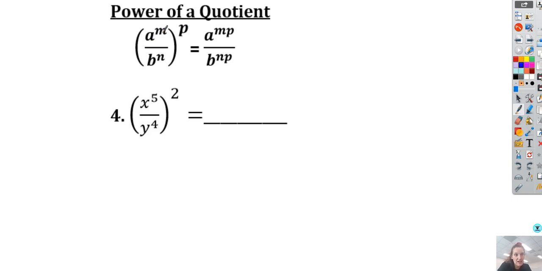So a to the m over b to the n, all of that raised to the p power, is a to the m times p. You multiply m with p, over b to the n times p. So multiply the n times the p.